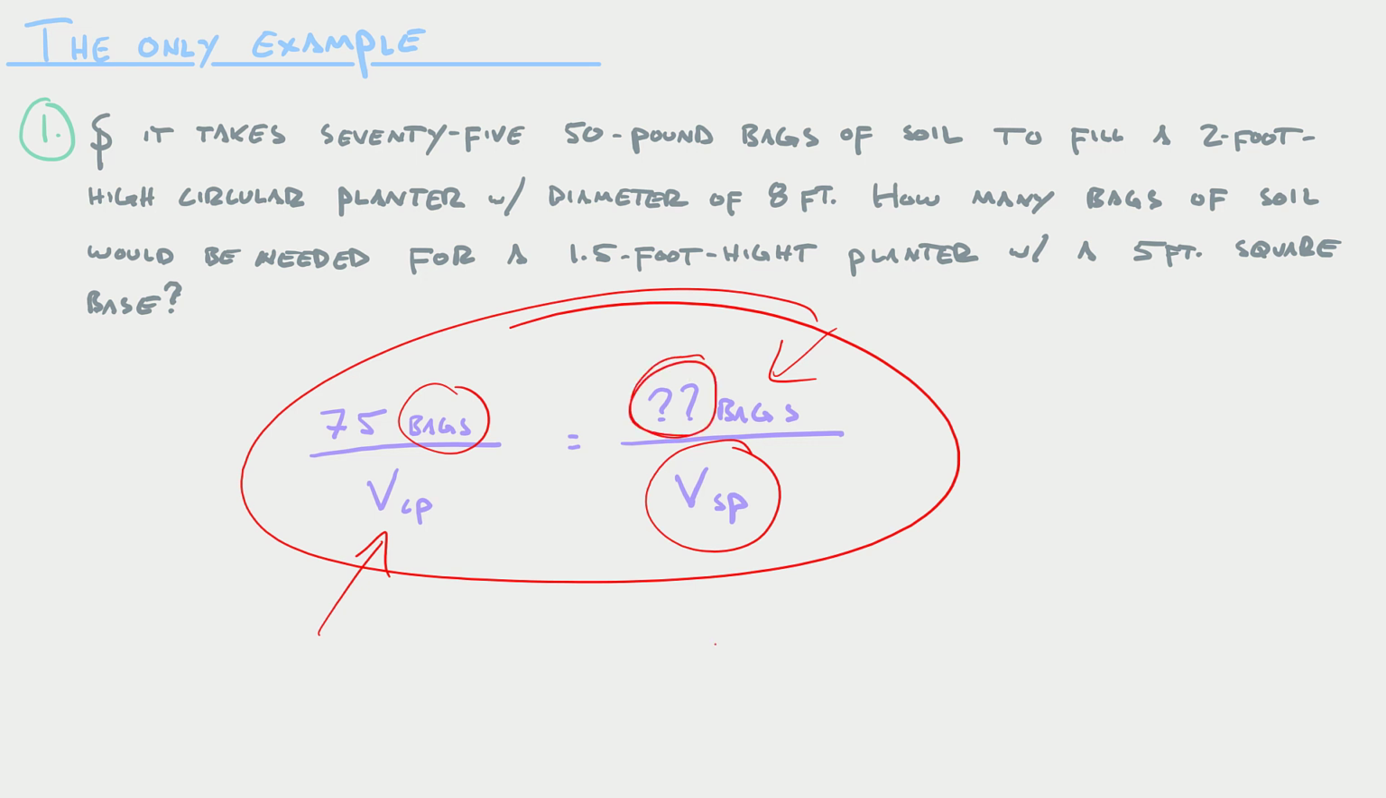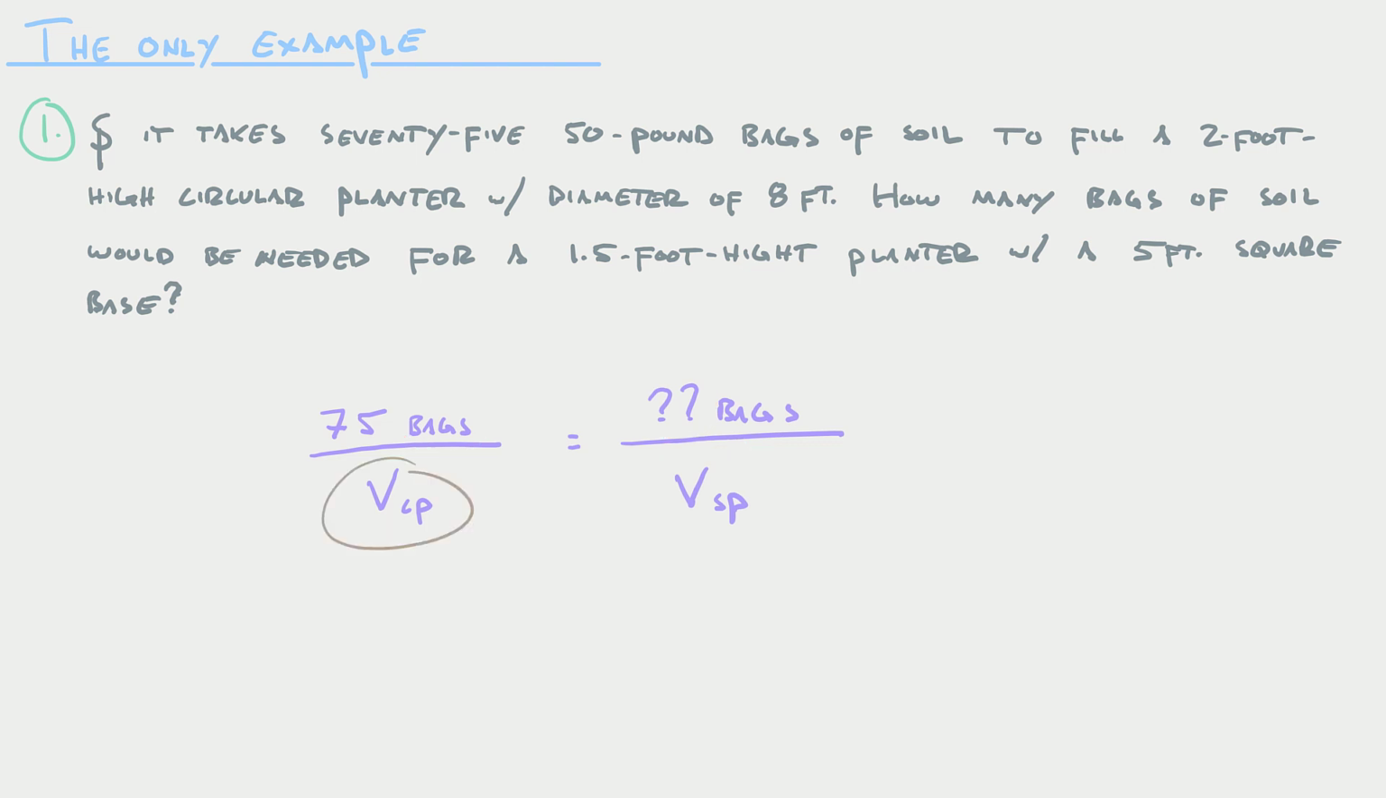To do that, though, we're going to need to calculate the volume of each of the planters individually, which luckily, since they're given in the same unit of measure, we know it's going to be cubic feet for both of them, and I'll explain why that's the case in a little bit here. So first, let's focus on the volume of the circular planter.